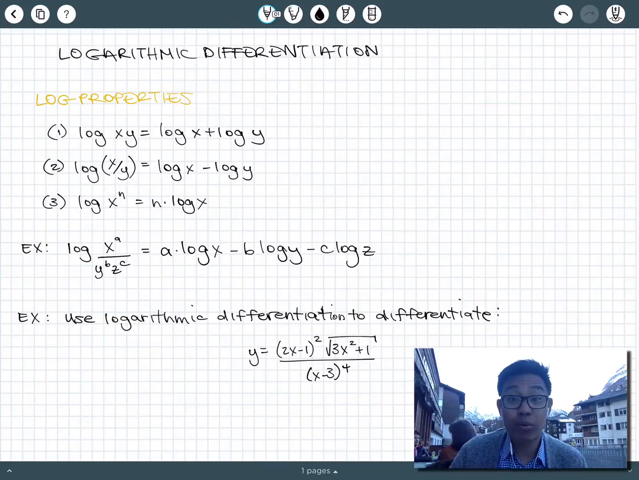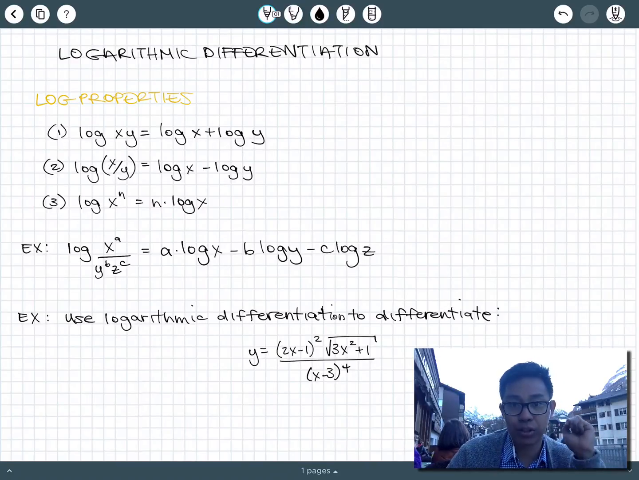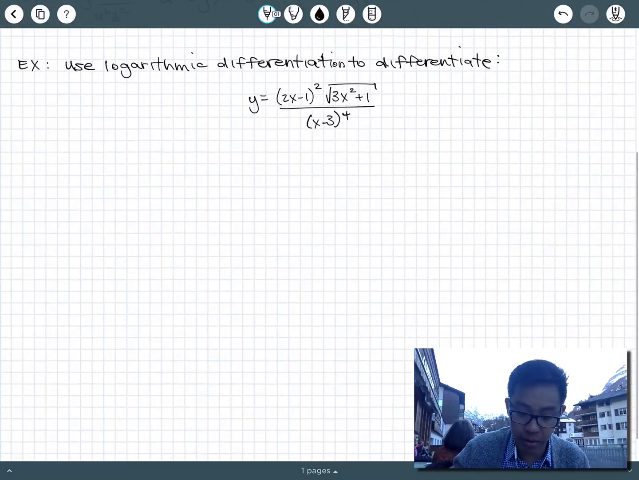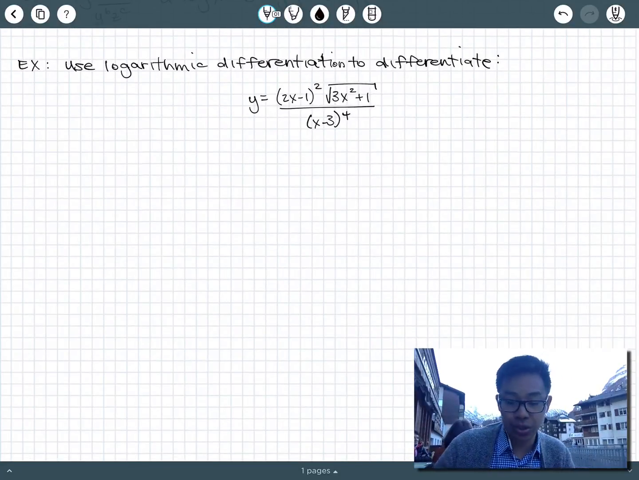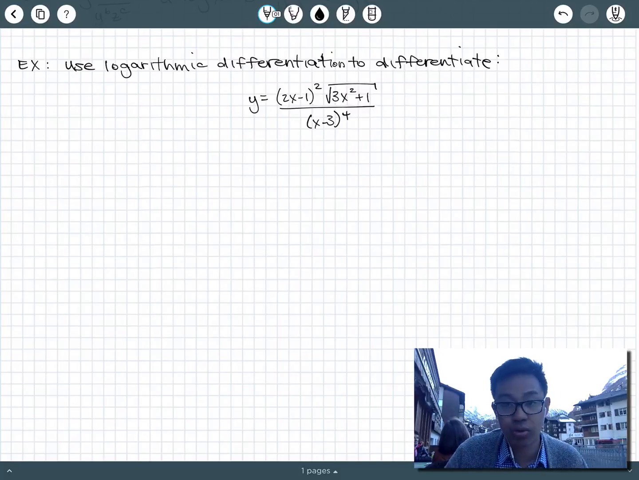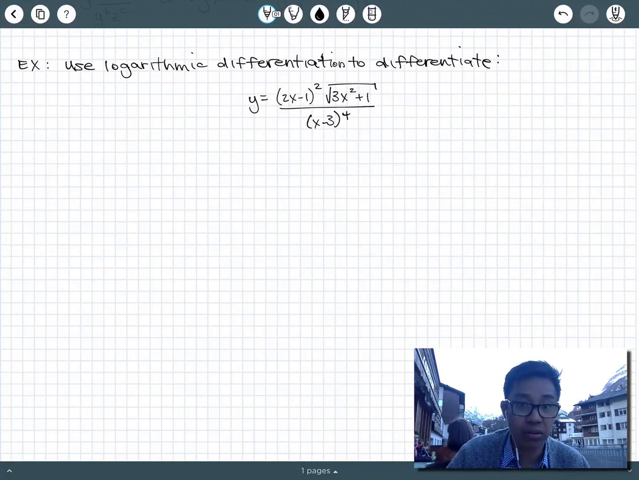So why do we want to review these log properties? That's because sometimes a new technique that you can use is logarithmic differentiation, which helps to simplify the process for taking really complicated derivatives. For example, the one that I've given here is: use logarithmic differentiation to differentiate this large expression, 2x minus 1 to the 2, square root of 3x squared plus 1, and all over x minus 3 to the 4.